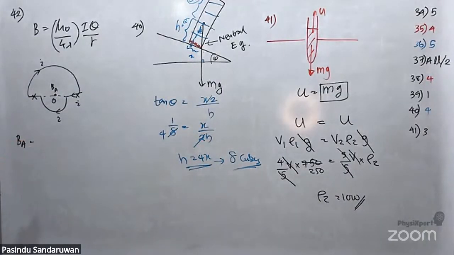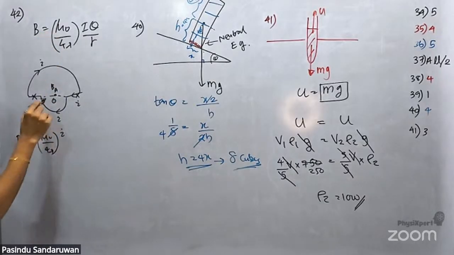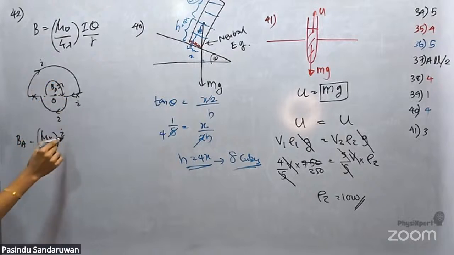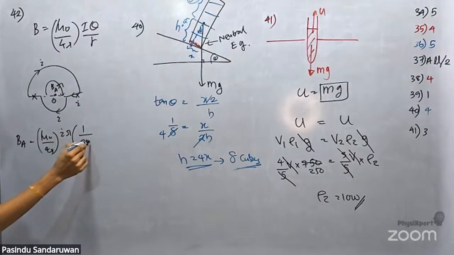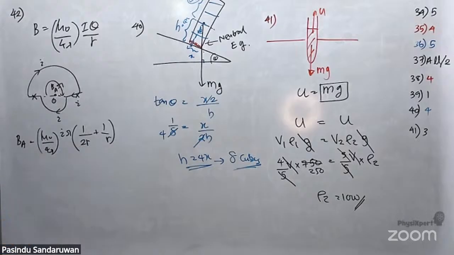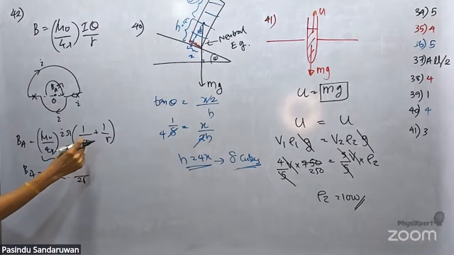So for BA, mu naught over 4 pi is common, and I is also common. Theta is also common. Theta is the subtended angle, this one. Only R is different. Then here, what comes is 2R plus R. So this part is anyway common, that is constant. I am going to compare only this part: 1 over 2R plus 1 over R, and this is 3. Right?